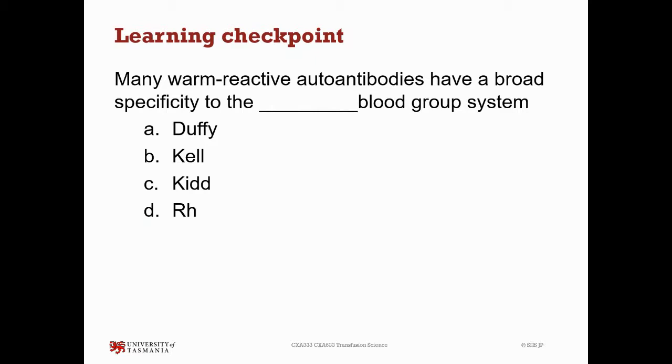All right, and I think this is the final one. Many warm reactive autoantibodies have a broad specificity to which blood group system? A. Duffy, B. Kell, C. Kidd, D. RH. What are the most common antibodies that we find? Anybody want anything different to D? Yep, you're right. It's the RH system.